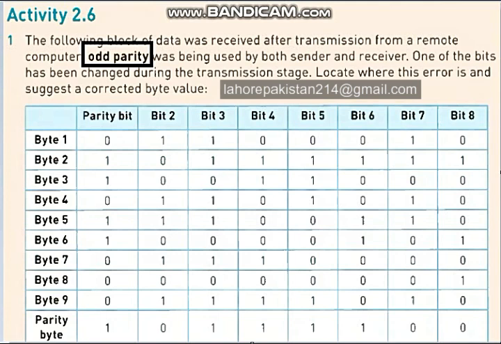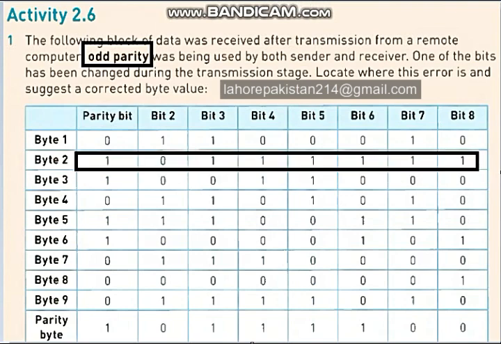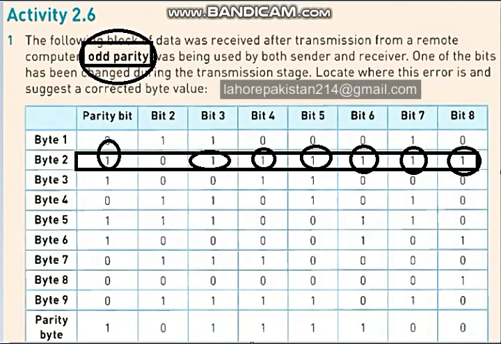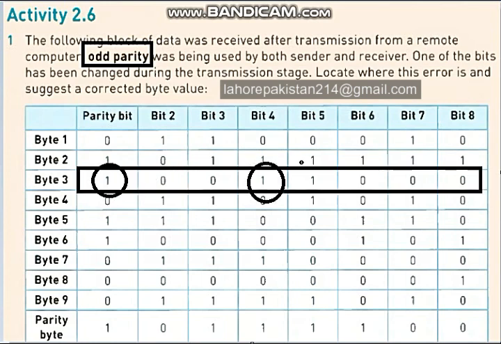Now let's check the second byte. Let's check the number of ones. This is 1, 2, 3, 4, 5, 6, and this is 7, which is an odd number. As we required an odd parity, the second byte is also correct. There is no mistake in it. The third byte has 3 ones, which is an odd number. As you know, we required an odd parity, so this third byte is also correct.